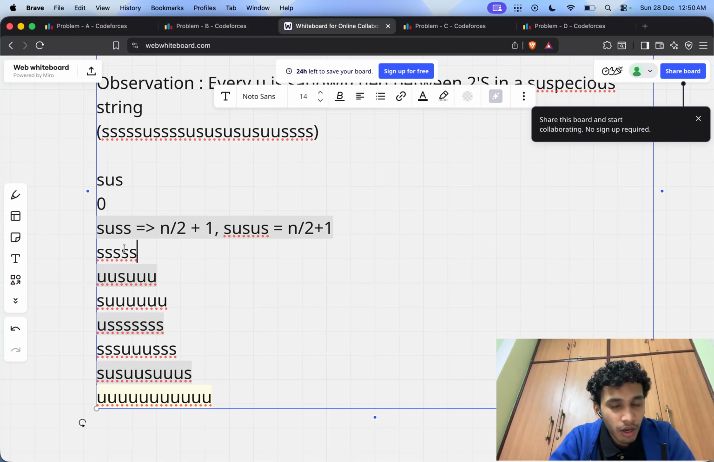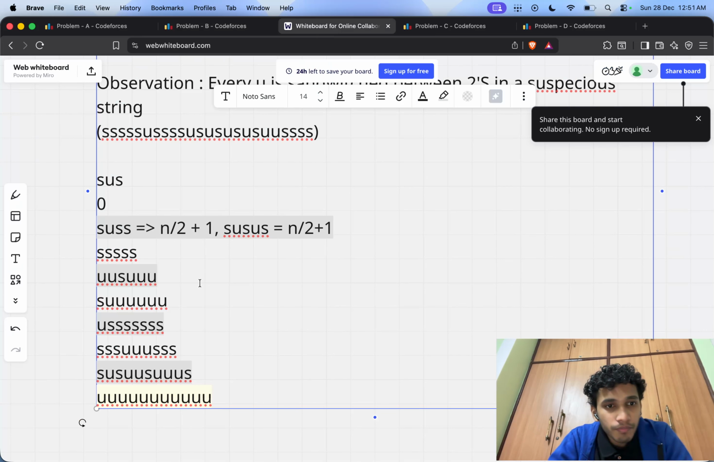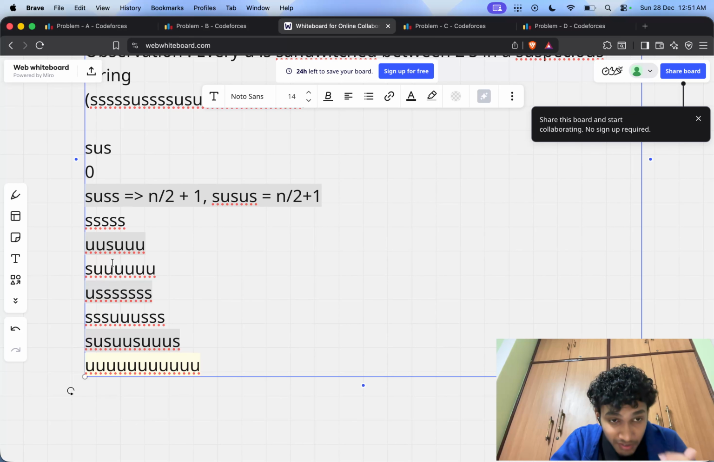Now this particular scenario is consisting of all S's, so no need to replace. So what is the answer for this? Answer should be 3, which is given. Now let's move to next test case. We have 2 U's, such that the end is itself sandwiched by a particular S. So no need to replace this particular U.